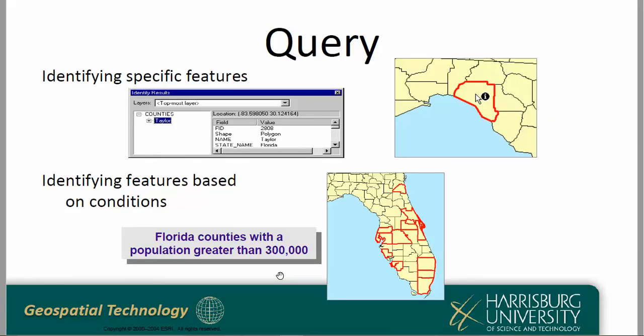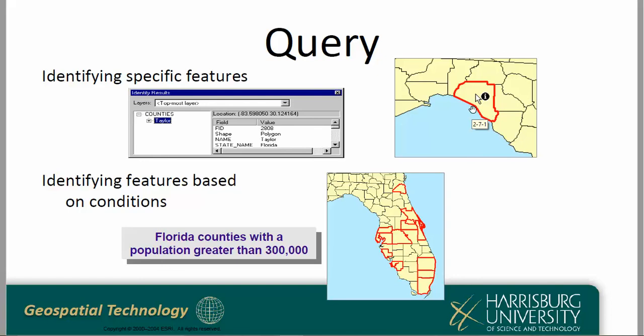The next functionality is querying, or asking questions of the data, identifying specific features. If you look at the top example, we are searching in the layer called counties for a county called Taylor, and that's the one that's highlighted in blue, as you can see here. So when we select Taylor County in the tool on the left, on the right, we've actually clicked on that and we can see the results. So we're selecting spatially, clicking on one area.